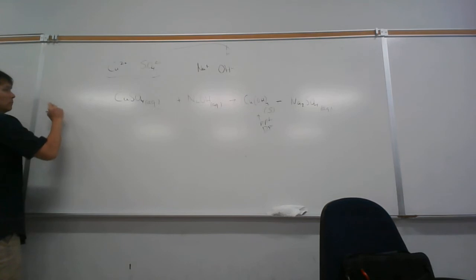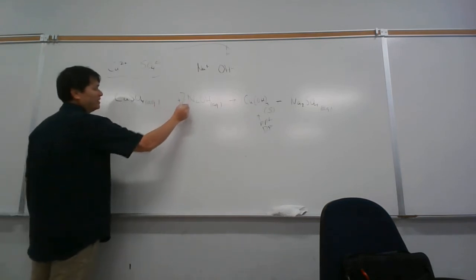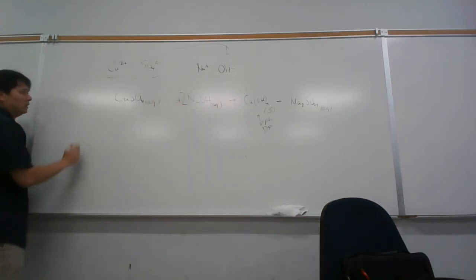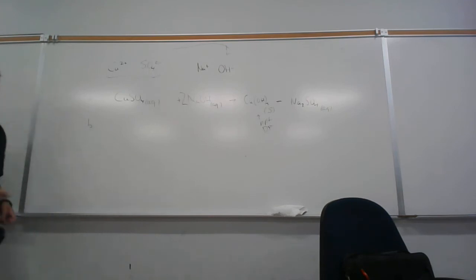Put a 2 on the sodium hydroxide. A 2 on the sodium hydroxide, yeah, and it's balanced. Step B is we dissociate what? We dissociate the copper sulfate.